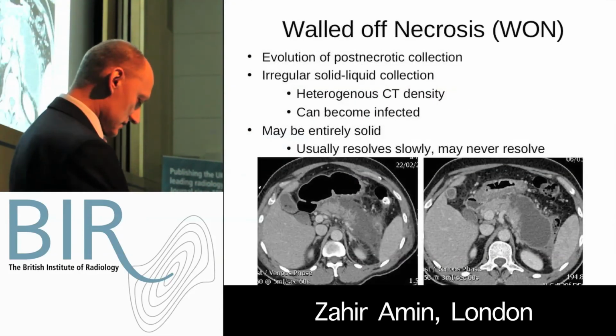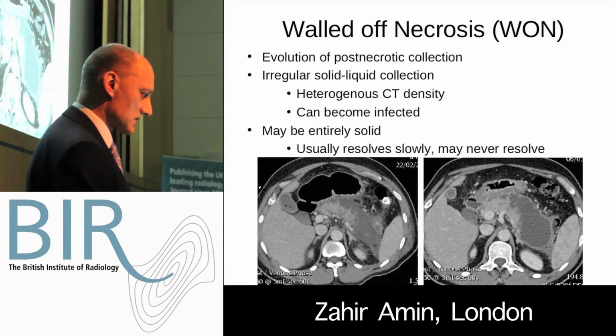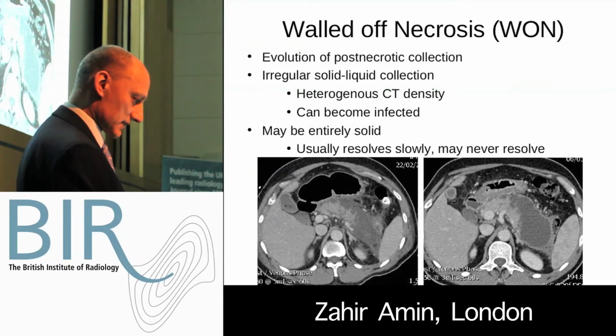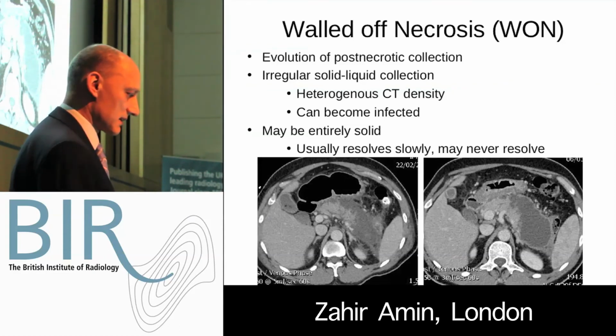Walled-off necrosis is the evolution of post-necrotic collections. This is an example I showed you earlier, a post-necrotic collection, and then later on it evolves to becoming a walled-off necrotic collection. You've clearly got pancreatic necrosis there. Heterogeneous CT density can be infected, and then we call that infected necrosis. It can be entirely solid, and usually resolves slowly, but may never resolve.